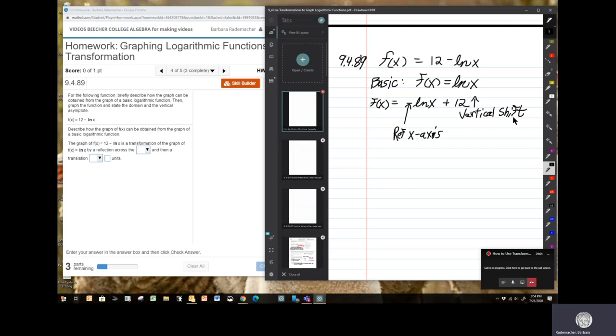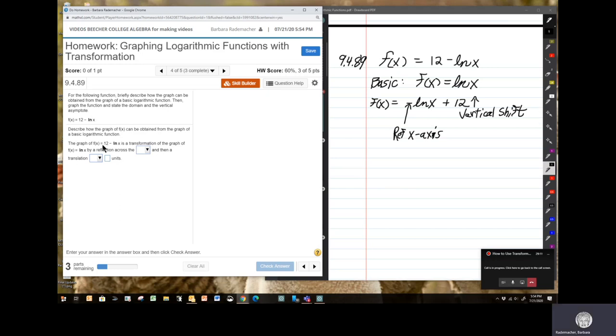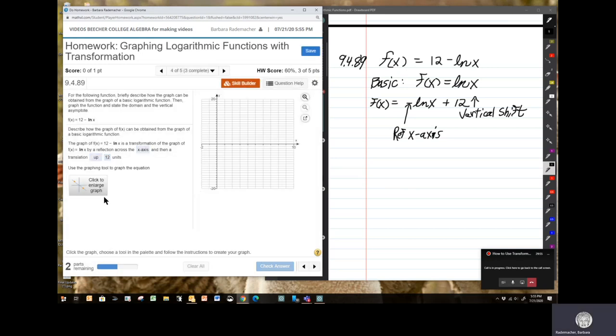Okay, now that I know what the transformations are, I can graph this. But first I better answer these questions, kind of getting ahead of myself. Graph f of x equals 12 minus the ln of x is a transformation of the graph of f of x equals ln x, the transformation of the graph by a reflection across the x-axis, and then a translation 12 units up. Perfect. Now we graph it.